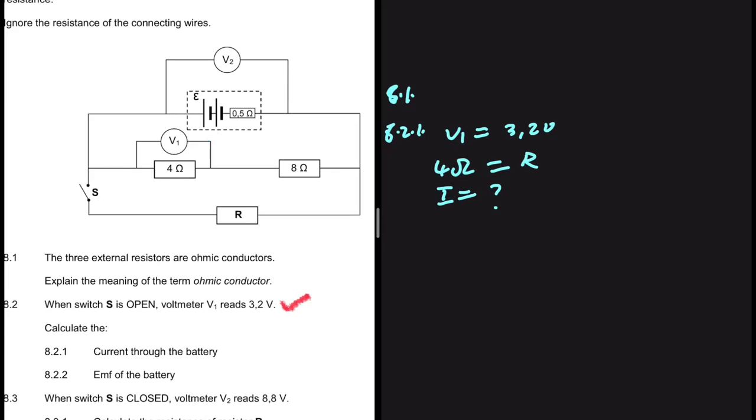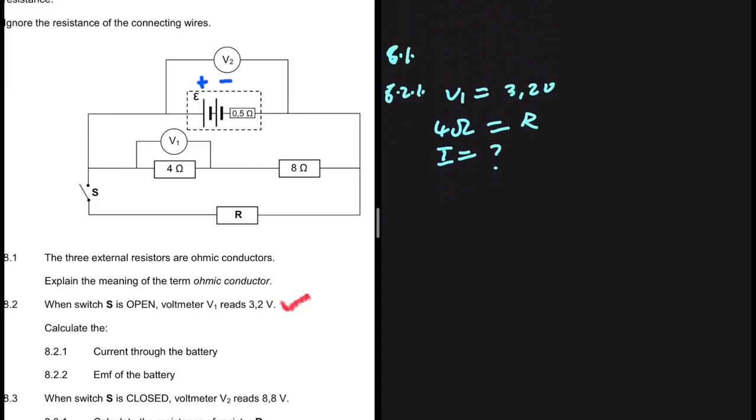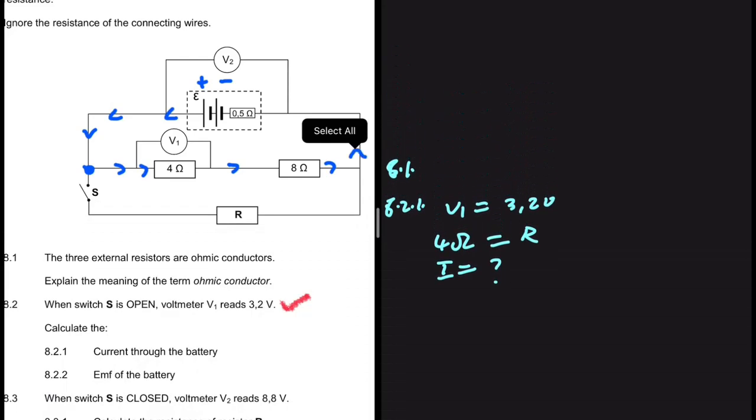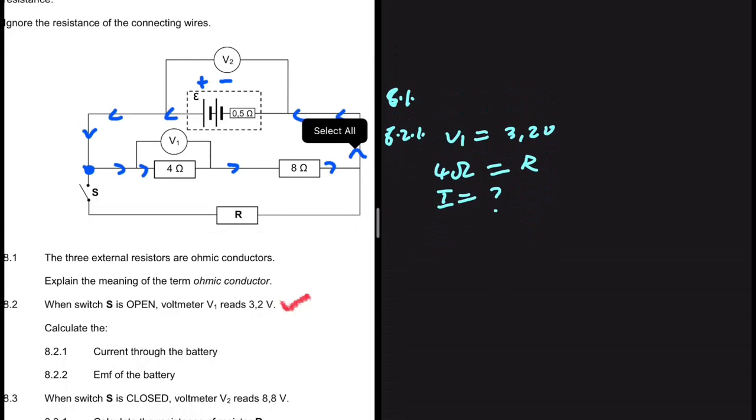The current through our 4 ohm resistor is the current through the battery. Because, let me show you, we have the positive terminal here, and here we have the negative terminal. The current is going to be flowing, and as you can see, the current is not going to divide at this junction because switch S is open. So the 4 ohm resistor is going to experience total current, just like the 8 ohm resistor will. So that's why we're saying that the current through that 4 ohm resistor is the same as the current through the battery.